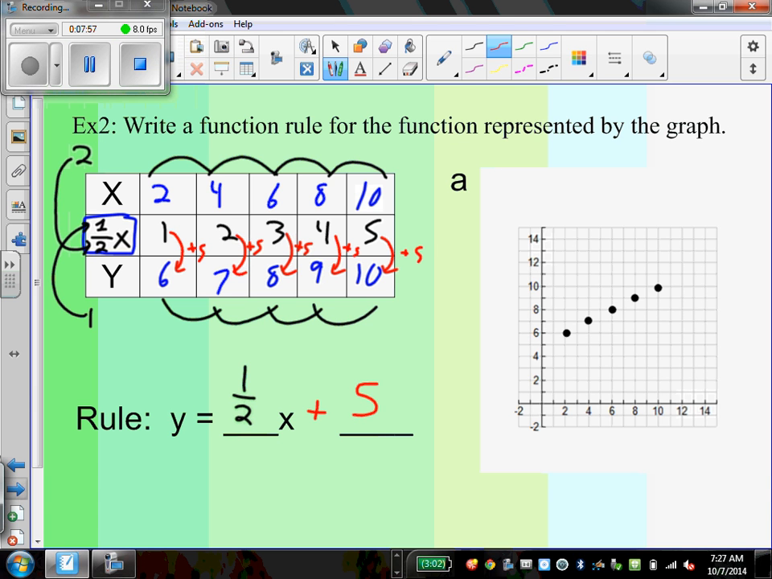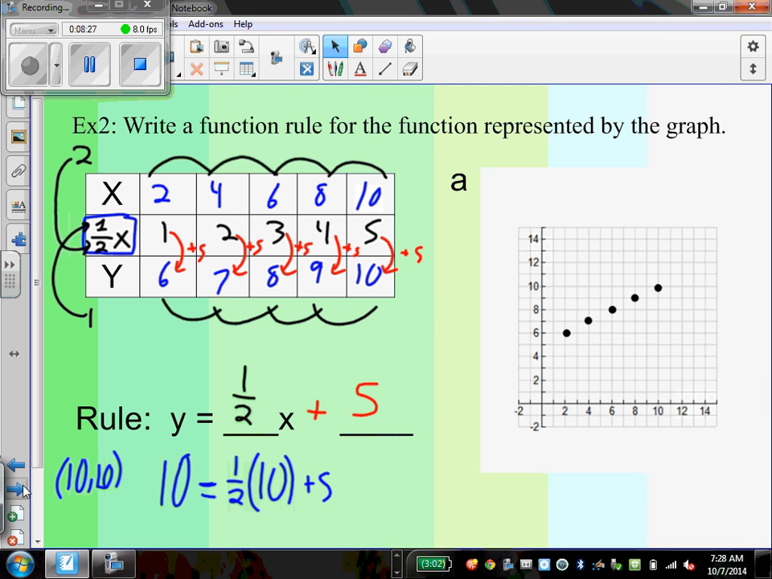Now we should use one of those later points to test again, make sure it's true. So I'll use the point 10, 10. Does 10, 10 follow this rule? Well, my y value, we see there, is 10. So the question is, does 10 equal 1/2 of 10 plus 5? Well, 1/2 of 10 is 5. 5 plus 5 is 10. So this one works as well.